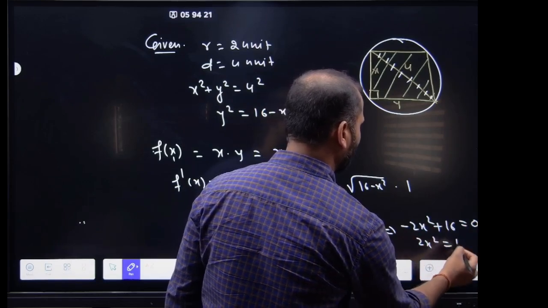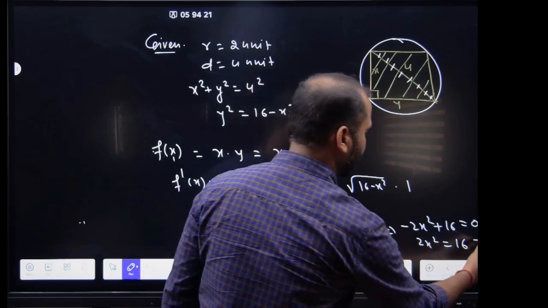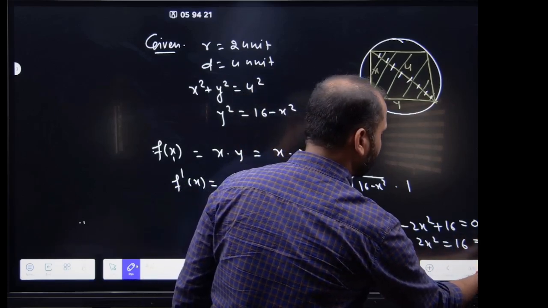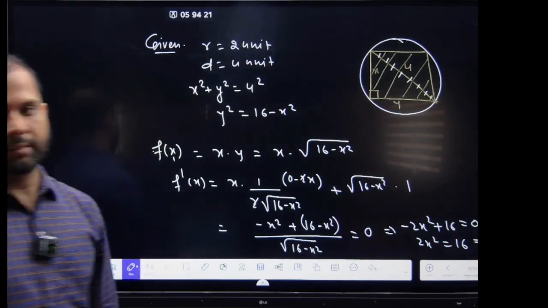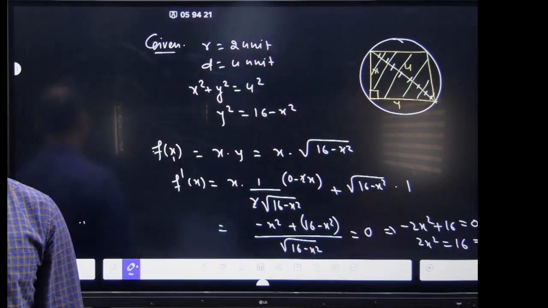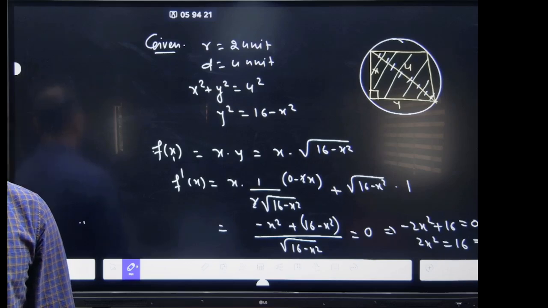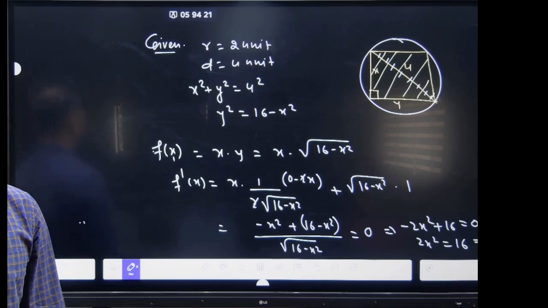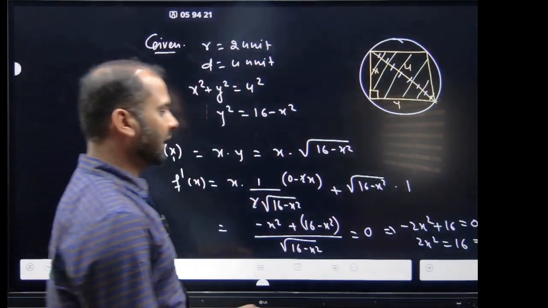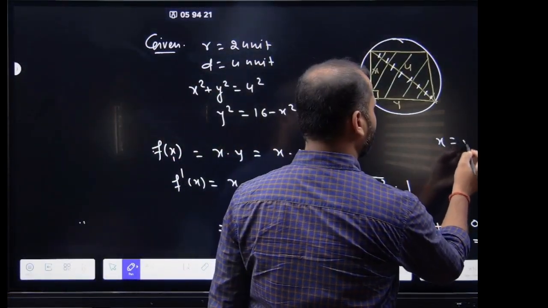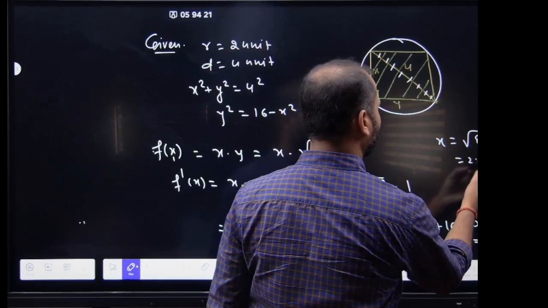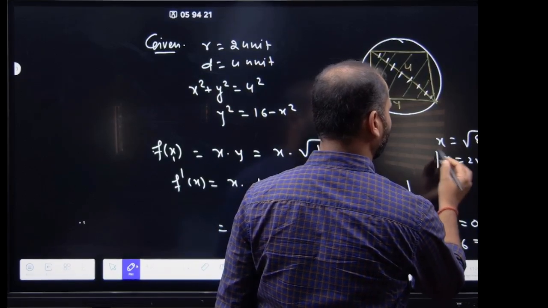2x square is equal to 16. So x square is what? 8. So x will be plus minus 2 root 2. Two values of x are possible, correct? But since it is a side, I will take the positive one. So x will be root 8, that is 2 root 2. So x is 2 root 2.